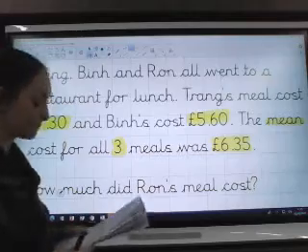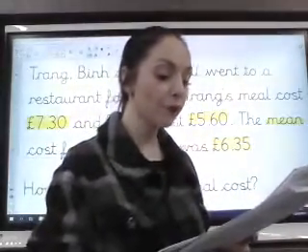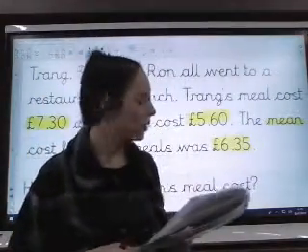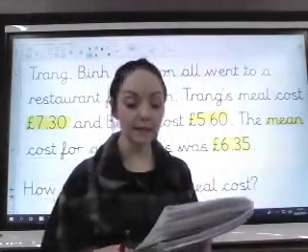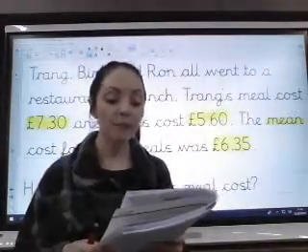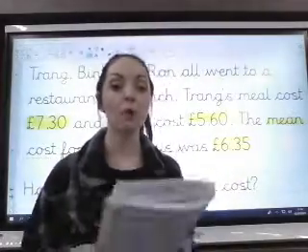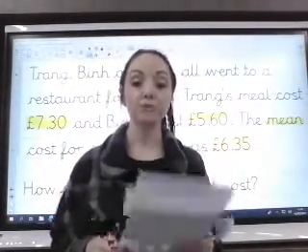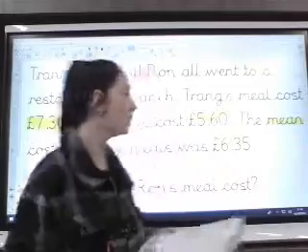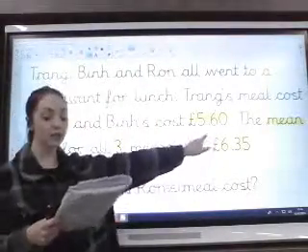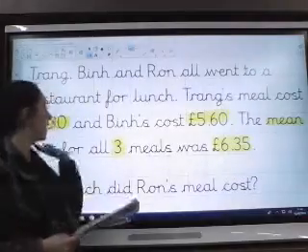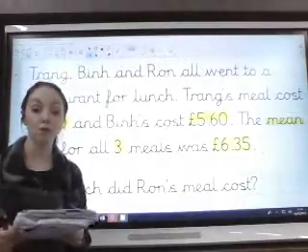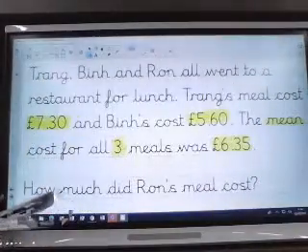Okay, question 5 then. Says Trang, Bin and Ron all went to a restaurant for lunch. Trang's meal cost £7.30 and Bin's cost £5.60. The mean cost for all 3 meals was £6.35. How much did Ron's meal cost? So this again is a working backwards one. So you know what the mean is. So you need to do £6.35 times 3 and then take off these 2 prices and that will tell you what the third meal cost. Okay, so you can have a go at that one.